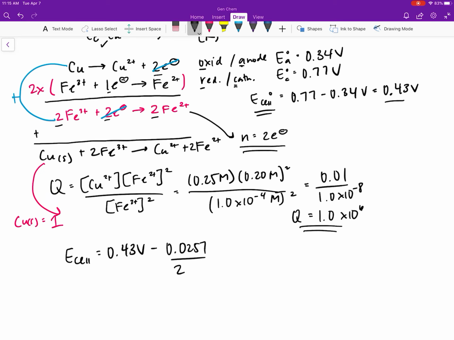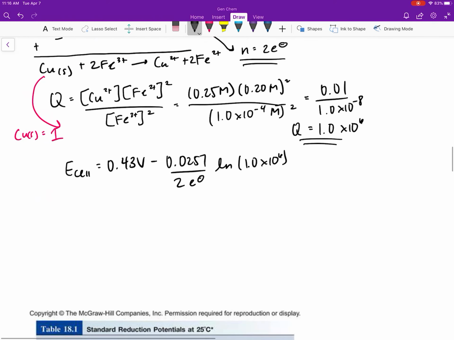0.0257 divided by the 2 electrons times the value of Q, taking the natural log. So let's do this piece by piece. Make sure we don't make a mistake, or try to prevent making a mistake. So I'm going to solve for this first, and then I'm going to multiply that by the natural log of what came out to be about 1 million, and I'm chopping off some sig figs. So if you guys are leaving the entire number, you might get a slightly different value, but it should be close enough.